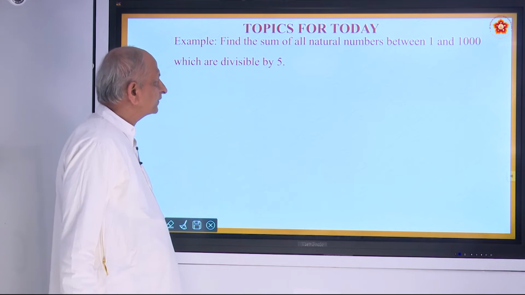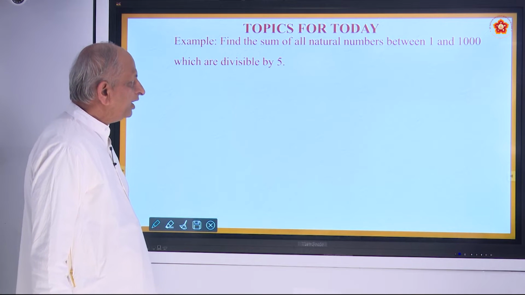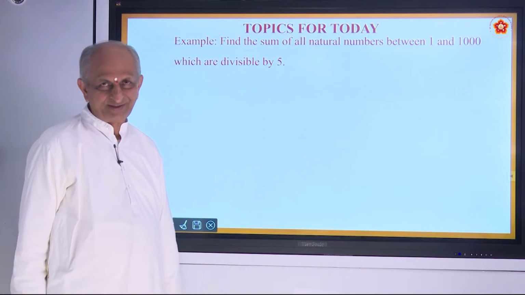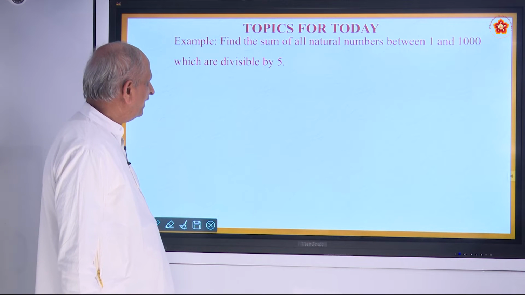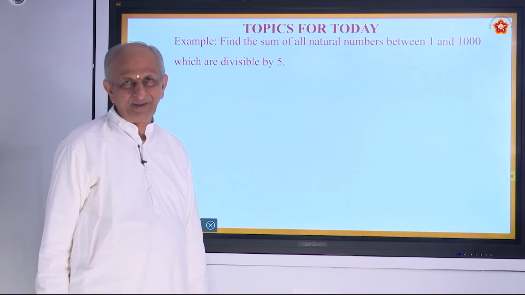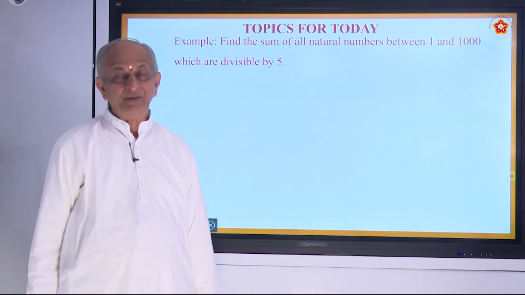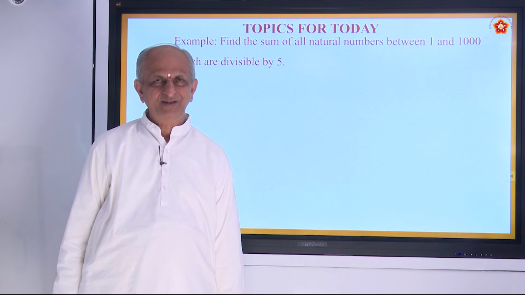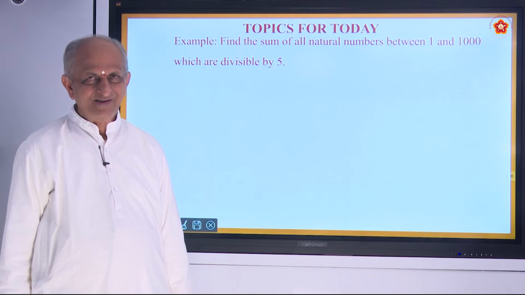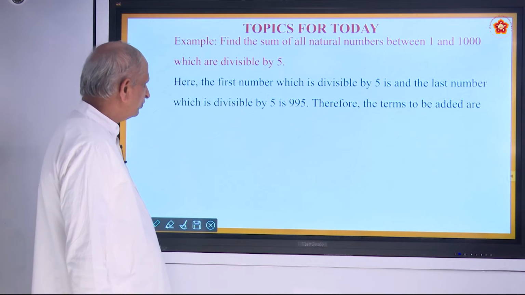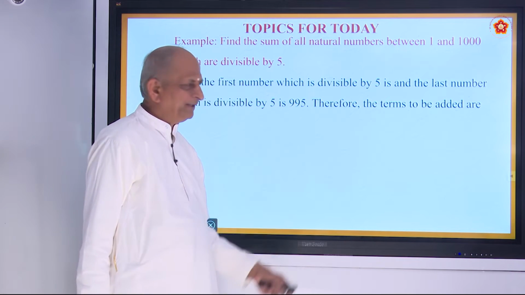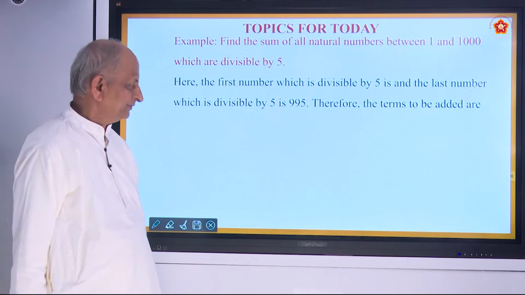Topic for today: find the sum of all natural numbers. Means what? 1, 2, 3, 4, 5, etc. From 1 to 1000 divisible by 5. Can you name the numbers? Divisible by 5. Come on, first one 5, then second one 10, third 15, like that. So the starting number will be 5. First number is 5, last number is 995.